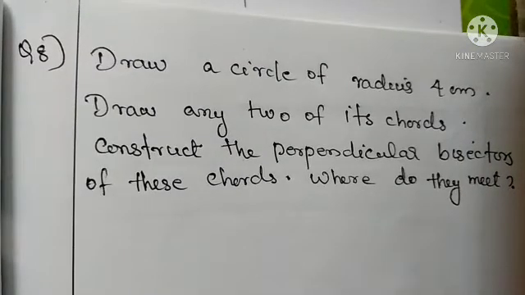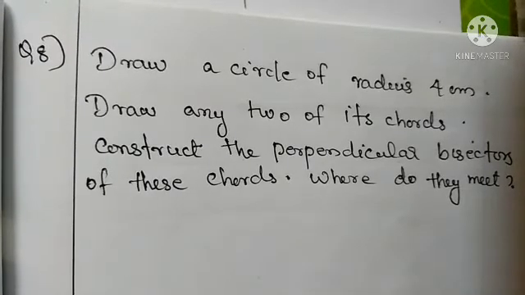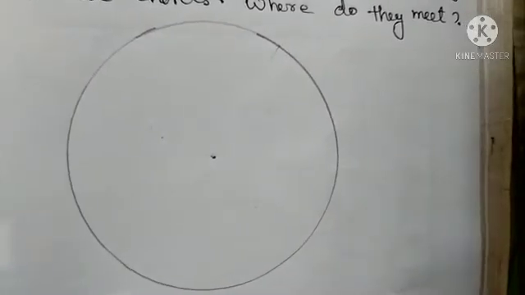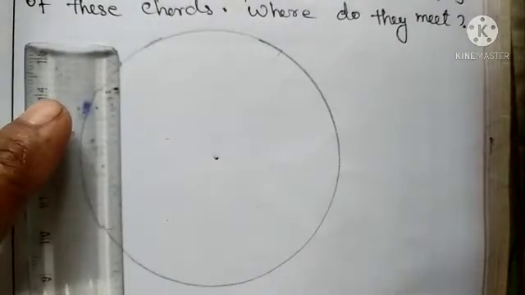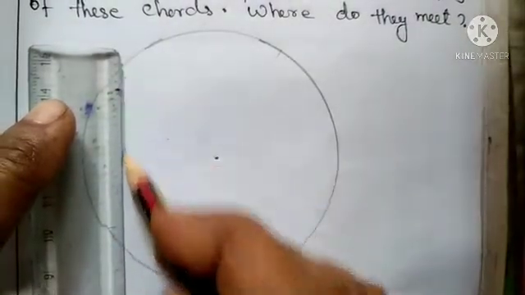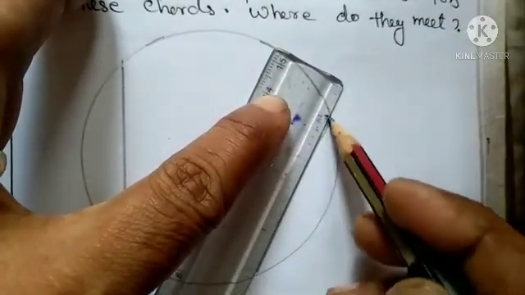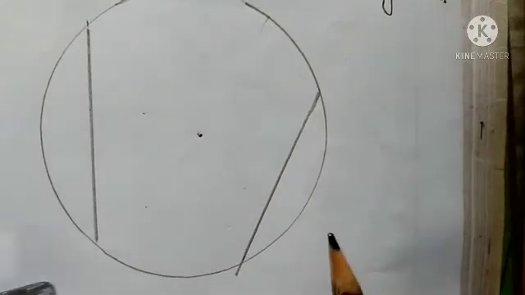Next question, draw a circle of radius 4 cm. Draw any two of its chords. Chords, do you remember? Construct the perpendicular bisectors of these chords. Where do they meet? That's the question. First we draw a circle of radius 4 cm and then draw two chords. Anywhere you can draw two chords. Then we can draw its bisectors.